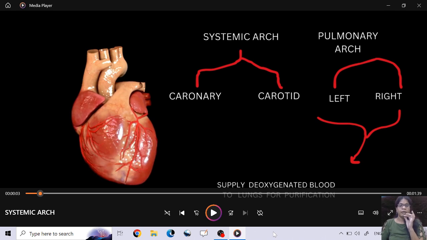Now let's see the further division of your systemic artery. This I'll talk about at the end. The pulmonary artery is another important arch. I'll talk about it in the last slide. Okay, and now see.